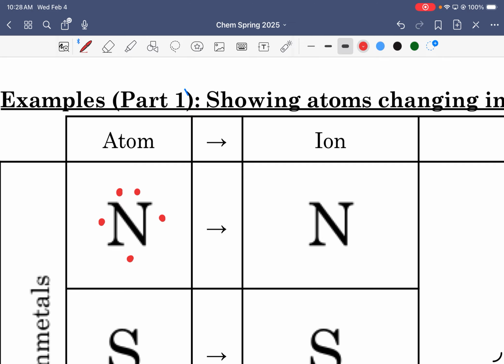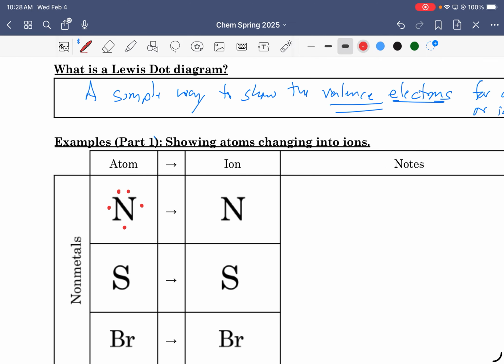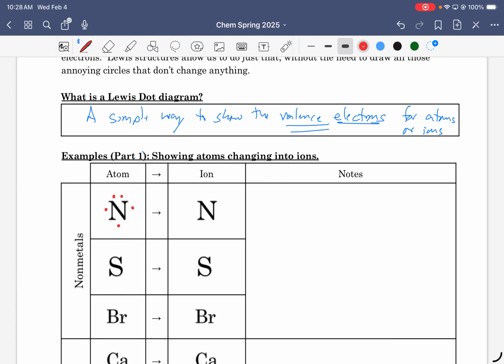But that's an atom. So remembering that nonmetals always gain electrons when they become stable. So nonmetals take electrons or gain electrons when they become stable. We're going to see that nitrogen is going to get to 8. Remember, the octet rule says that most atoms are going to get to 8. So it's going to gain 3. 1, 2, 3, 4, 5, 6, 7, 8.